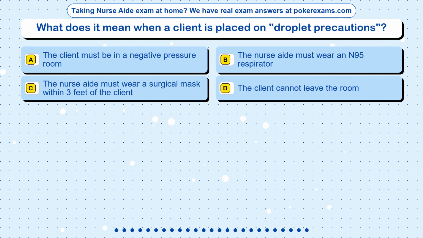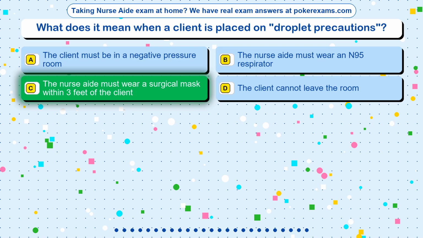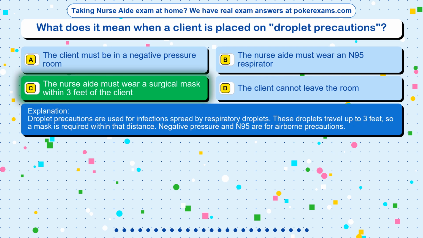Question 25. What does it mean when a client is placed on droplet precautions? Option A. The client must be in a negative pressure room. Option B. The nurse aide must wear an N95 respirator. Option C. The nurse aide must wear a surgical mask within 3 feet of the client. Option D. The client cannot leave the room. The correct answer is option C. The nurse aide must wear a surgical mask within 3 feet of the client. Droplet precautions are used for infections spread by respiratory droplets. These droplets travel up to 3 feet, so a mask is required within that distance. Negative pressure and N95 are for airborne precautions.